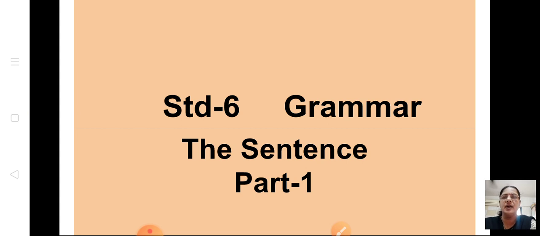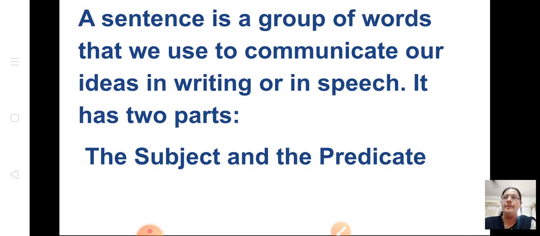Today we are going to start a new topic in grammar, the sentence. We'll see what is meant by sentence. A sentence is a group of words that we use to communicate our ideas in writing or in speech. It has two parts. So what is a sentence? It is a group of words which gives proper meaning, isn't it?